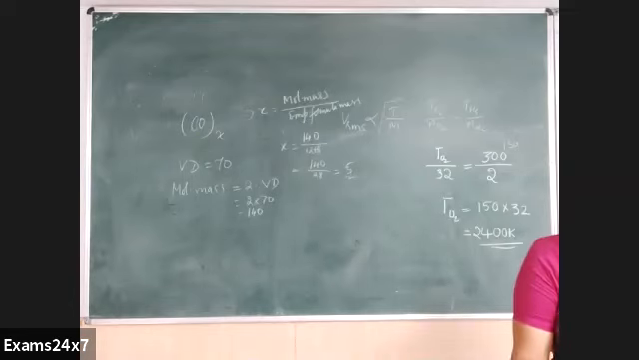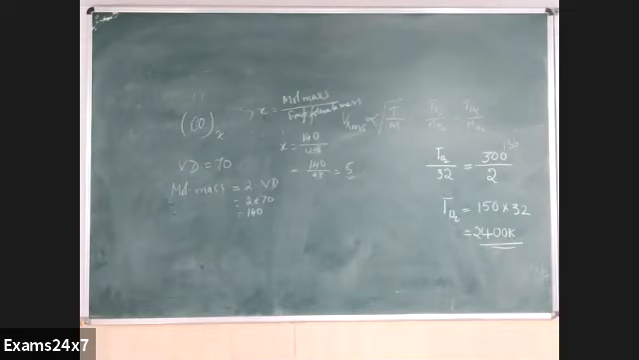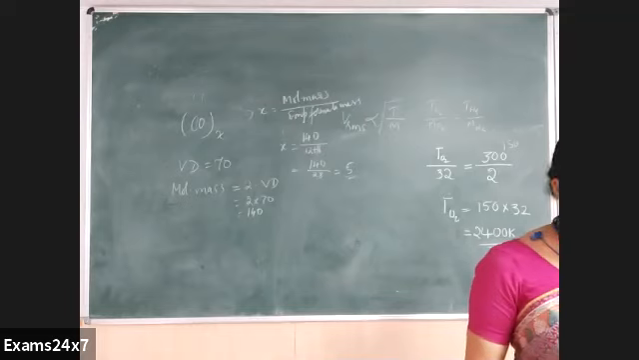Then next one. Which of the given sets of temperature and pressure will cause a gas to exhibit the greatest deviation from ideal gas behavior? When does a gas deviate from ideal gas? High pressure, low temperature. So find the options where you have highest pressure, least temperature. That should be option C, no? Option C. Least temperature, highest pressure.